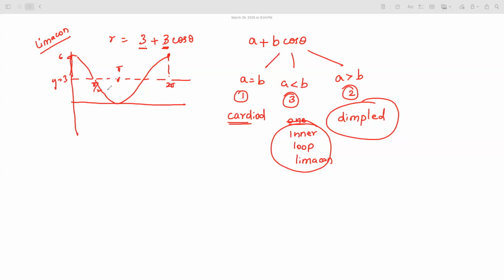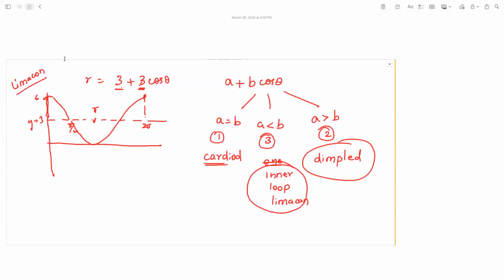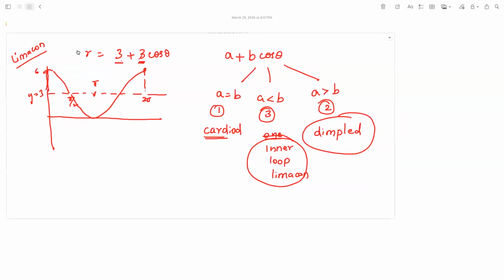Okay, so this is the rectangular coordinate, right? 3 plus 3 cos theta. Now the same 3 plus 3 cos theta, I am going to draw it in polar. I will paste this here so that it is there for our reference later. Okay, so now I'm going to go back to our polar graphing.